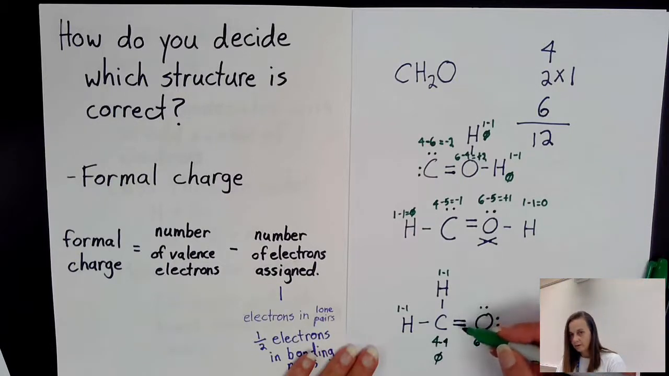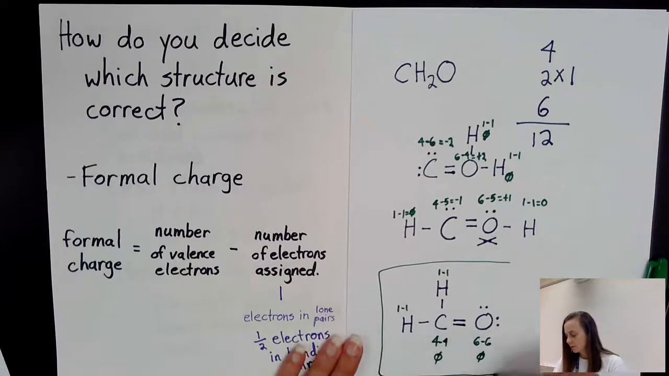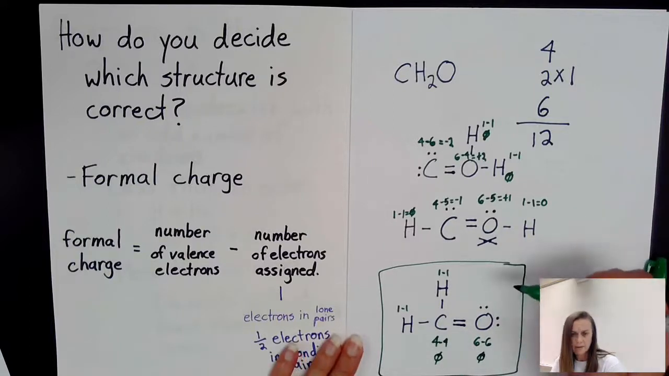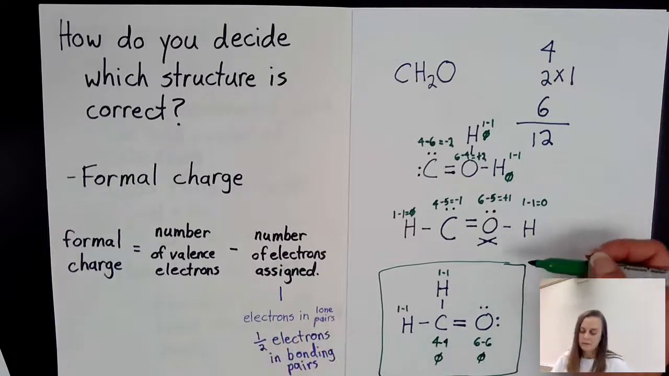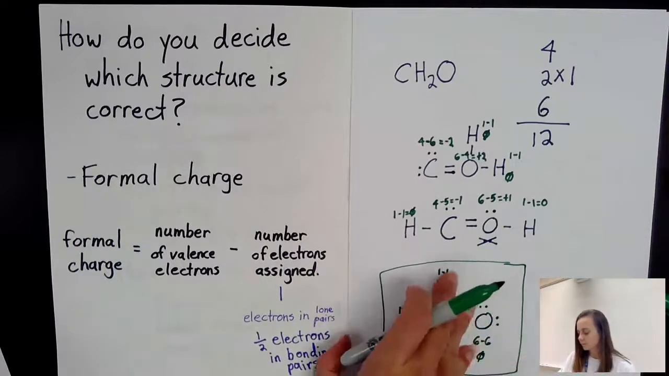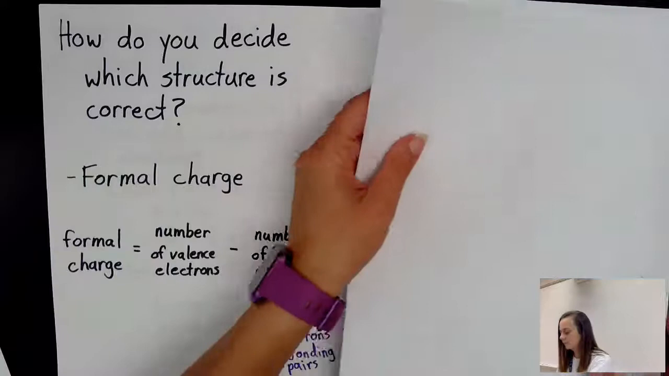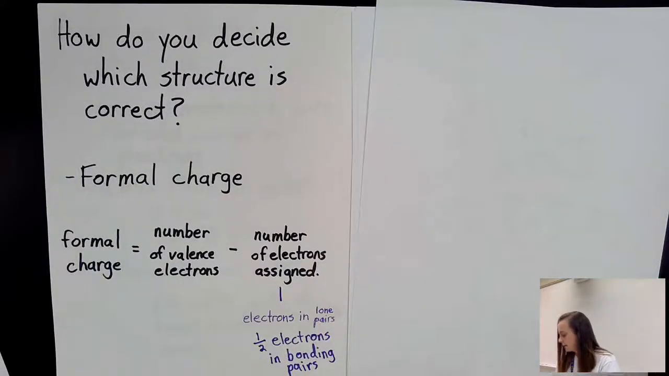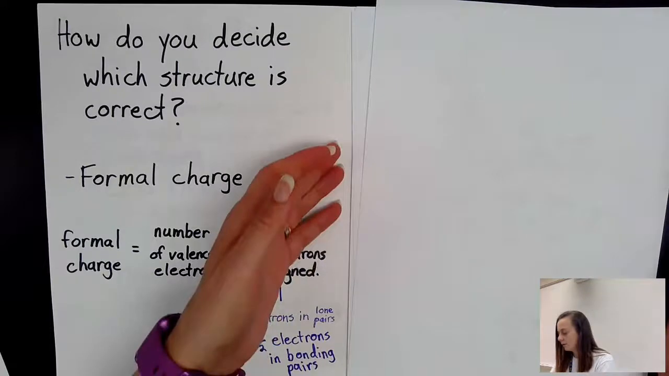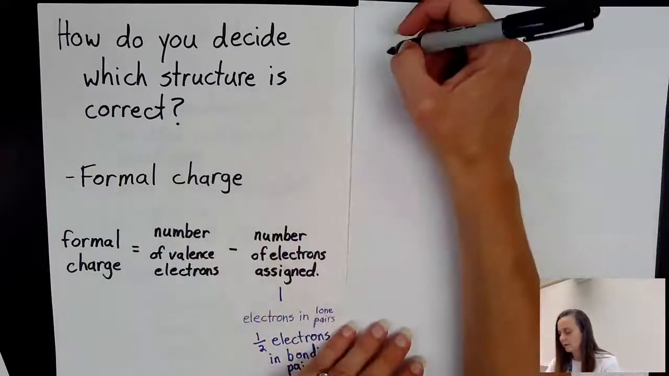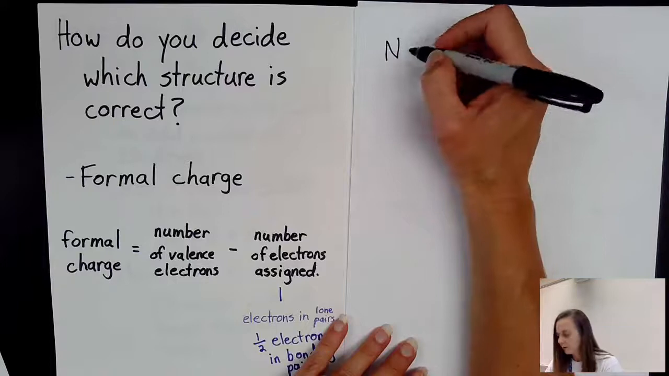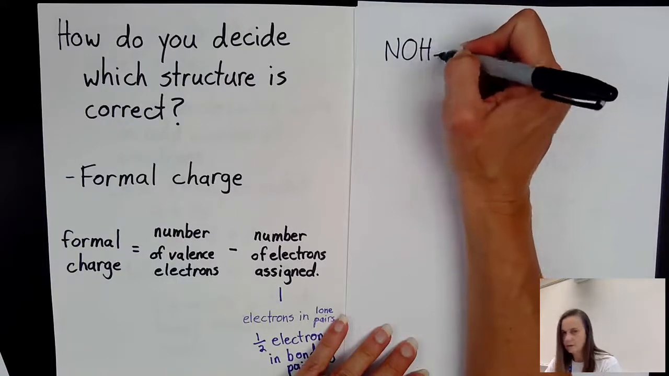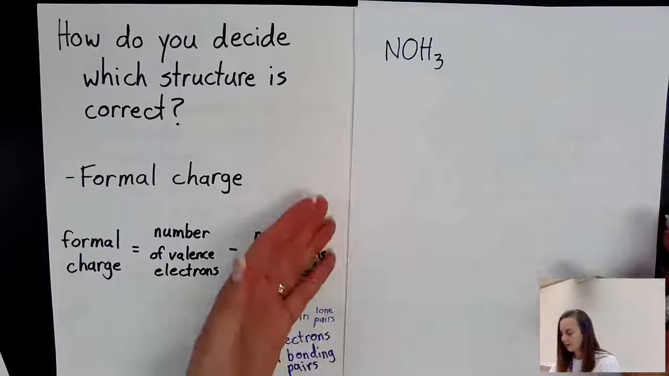So let's look at another example. And that example is going to be NOH3. Okay, and so we're going to first count valence electrons: 5, 6, 3 times 1, so I have 11 and 3 gives me 14 valence electrons. So I know that I have nitrogen, oxygen, and 3 hydrogens.